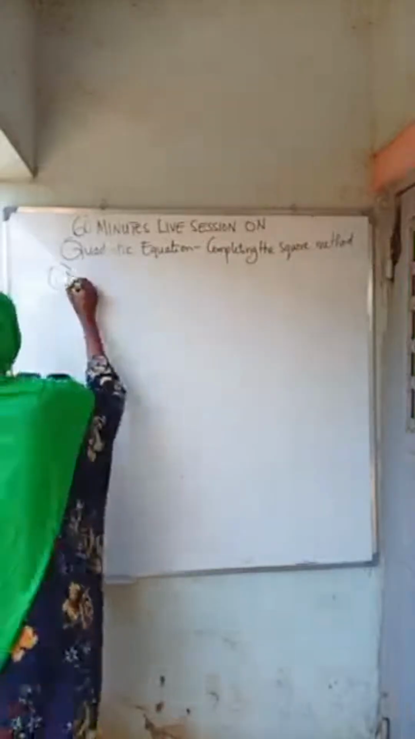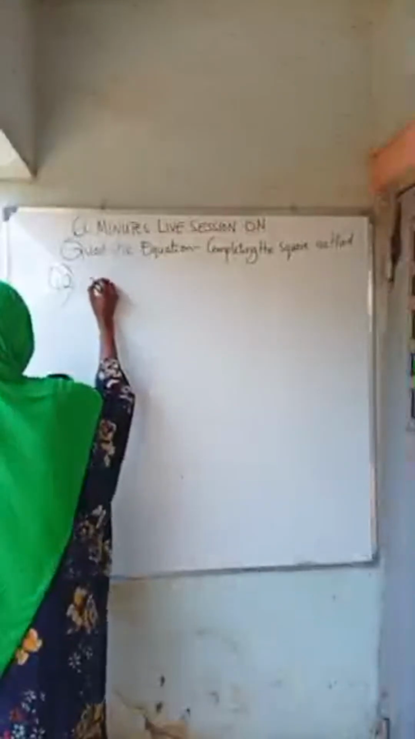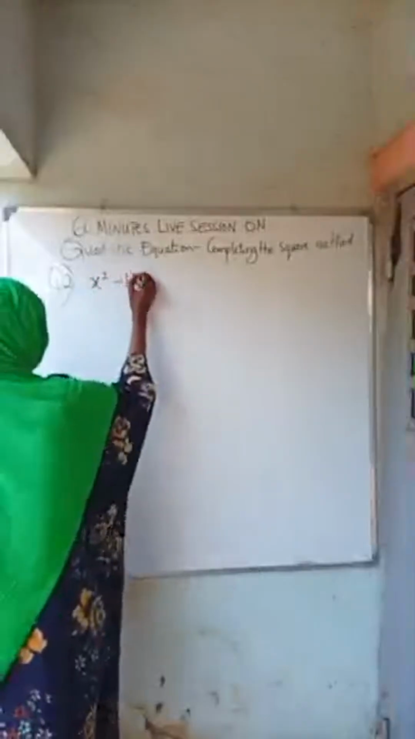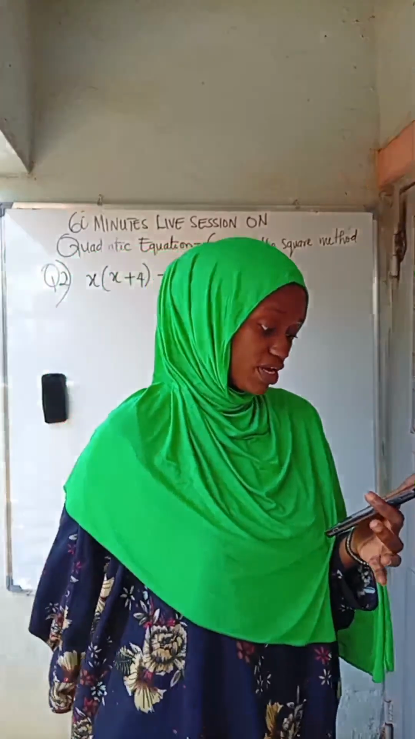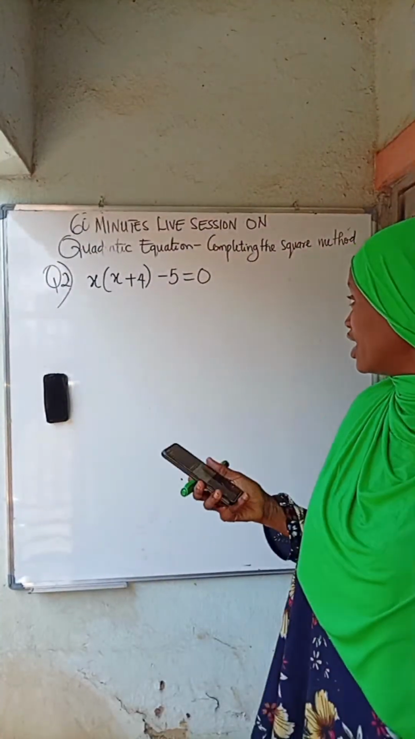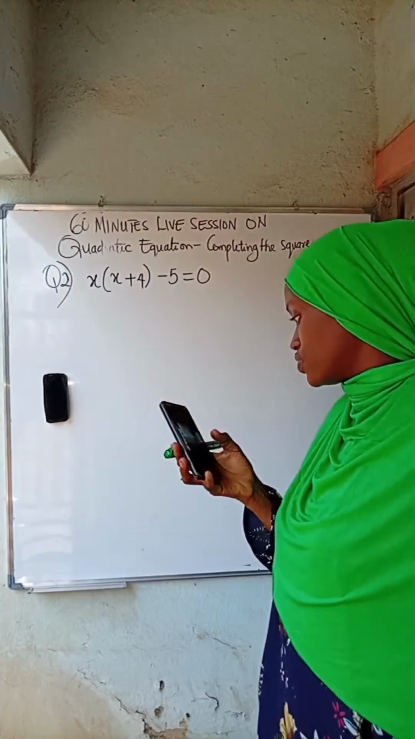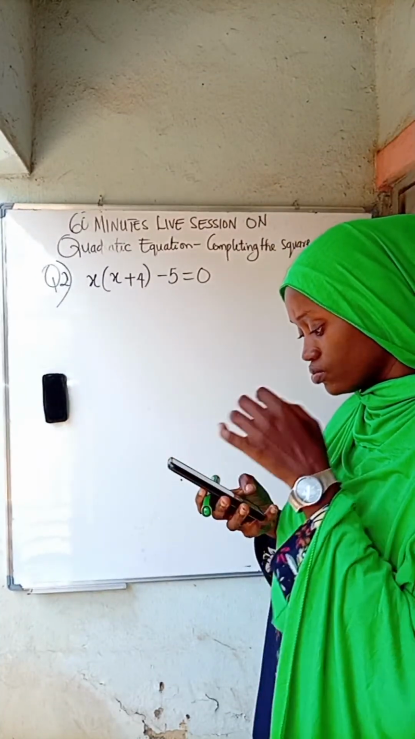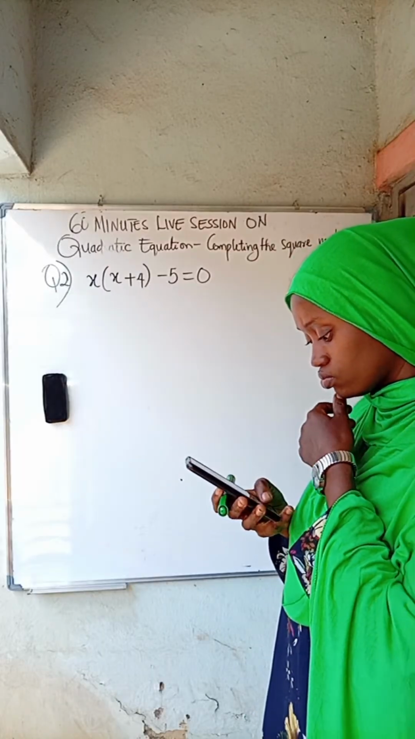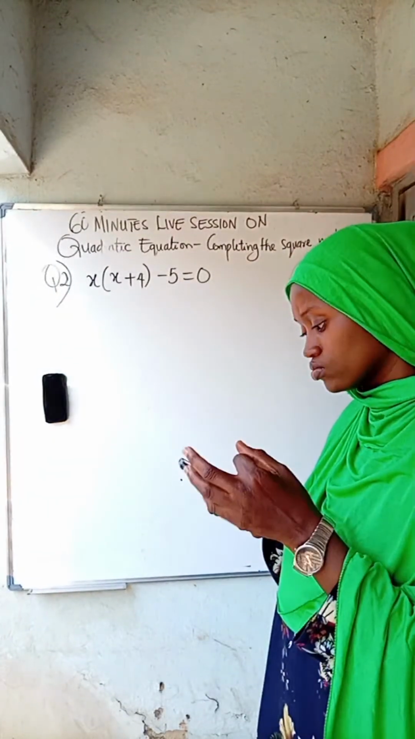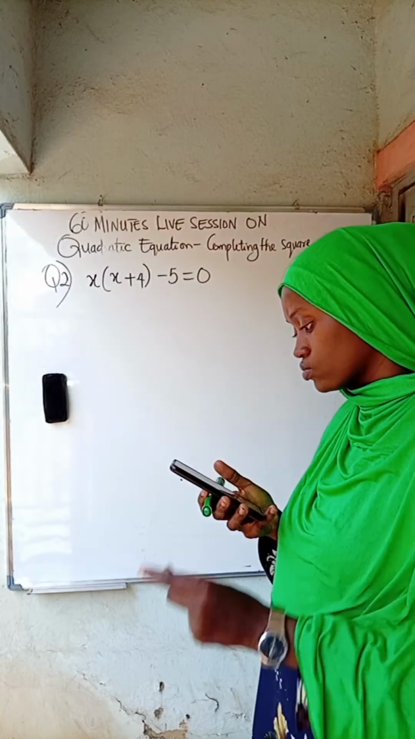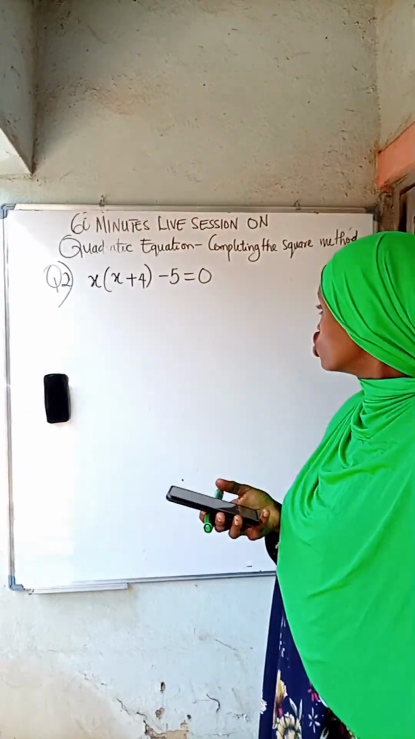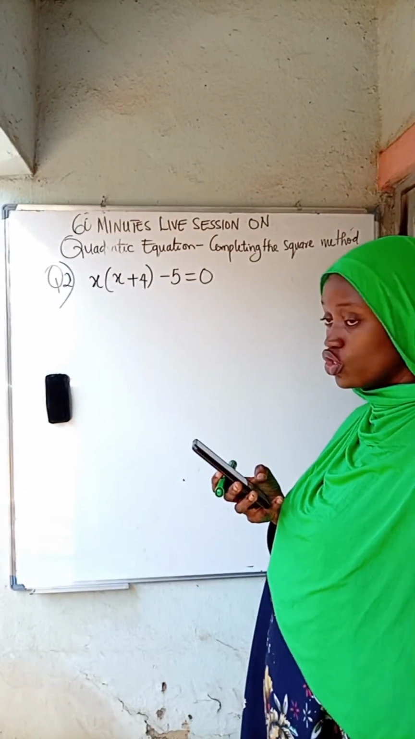Question 2. We have x open brackets x plus 4 minus 5 is equal to 0. So who can tell us what we do to solve a question of this nature? What is the first step we need to do?